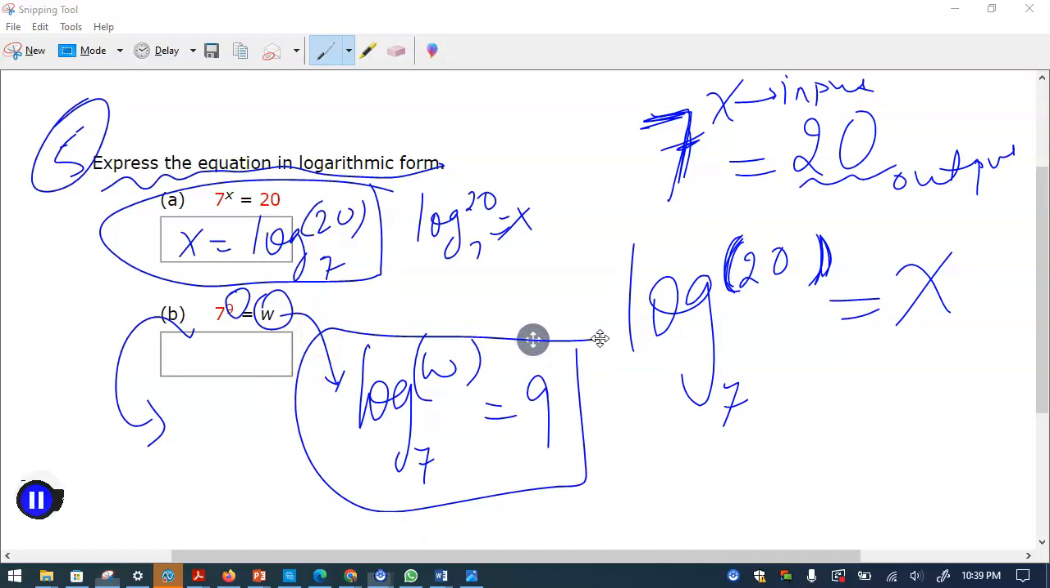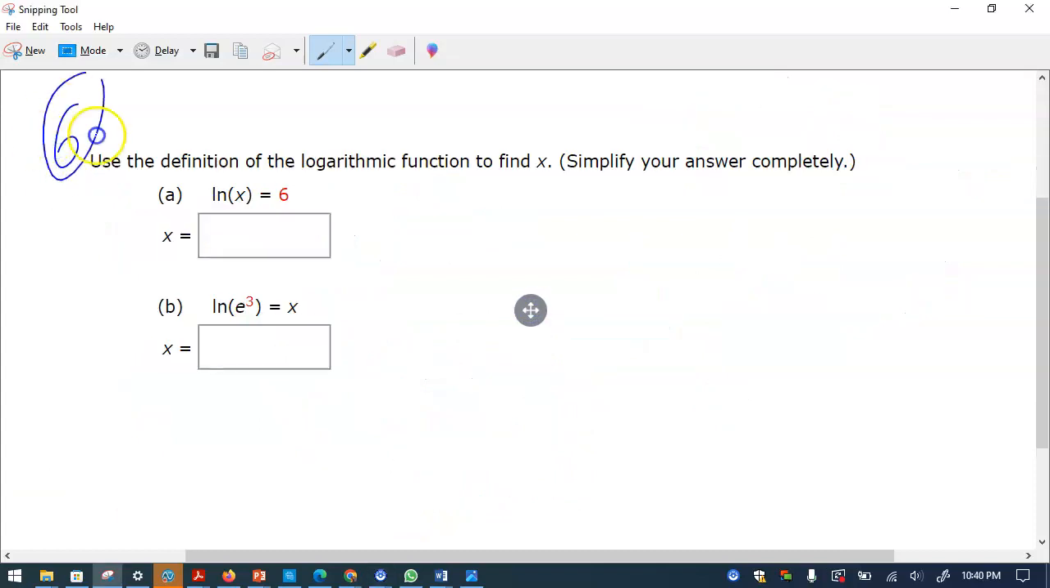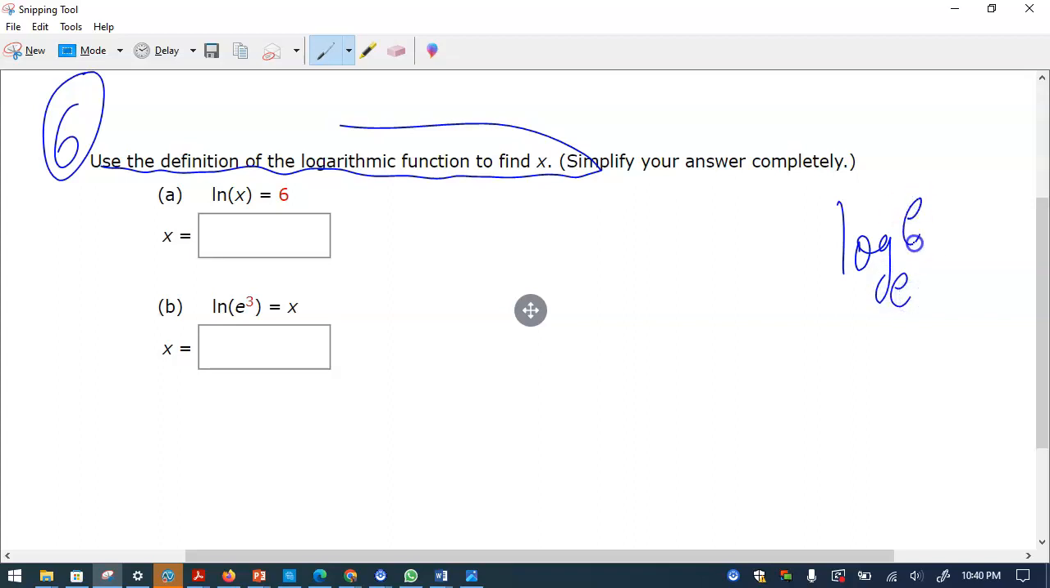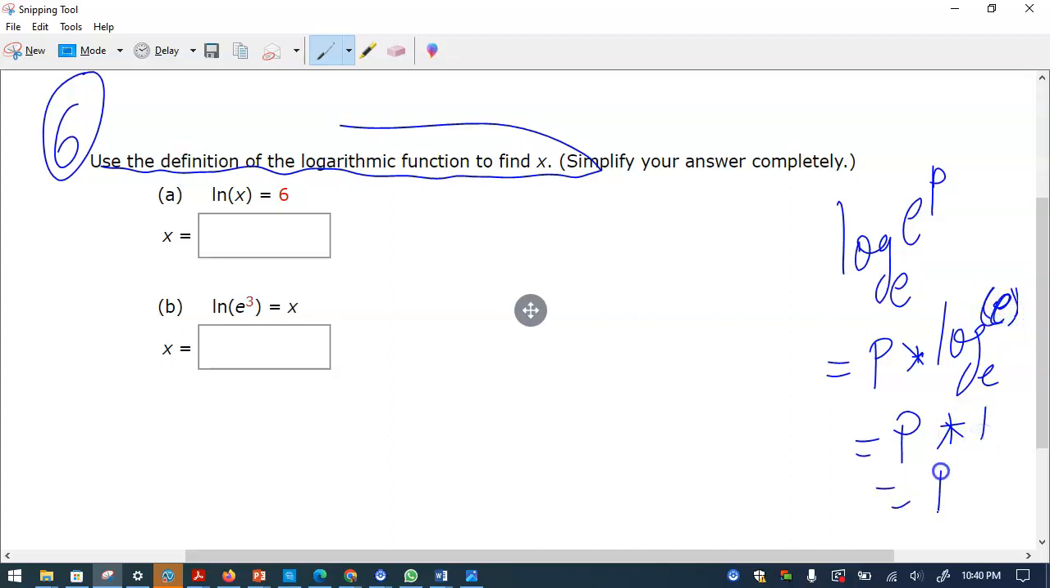That's all it is. Practice problem number 6 is using the definition of logarithmic function. So when I say definition of logarithm, it means, let's see, if we have log of e raised to p here, this is the same as p times log of e to the base e. Whenever the base and the input are the same, the answer is 1, so you get p.